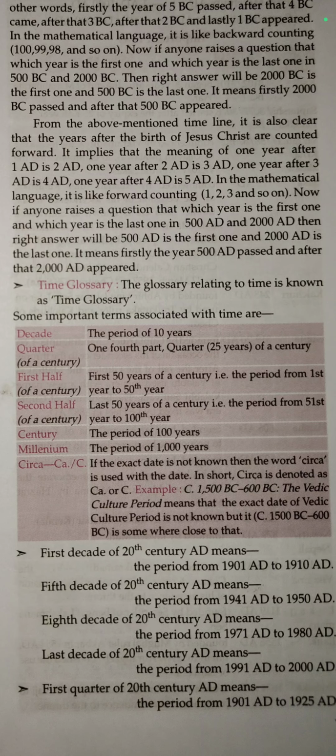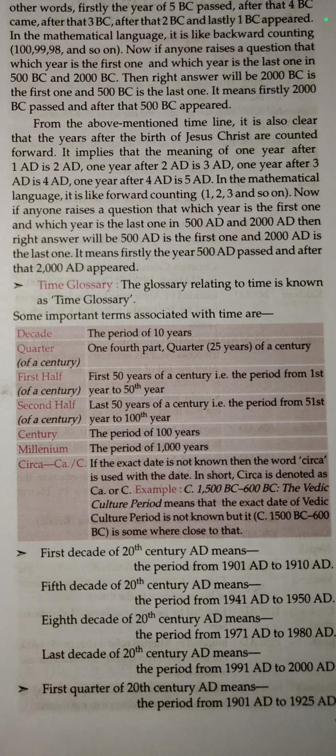Now, if anyone asks which year is the first one and which is the last one in 500 AD and 2000 AD, the right answer is that 500 AD is the first one and 2000 AD is the last one. It means firstly the year 500 AD passed and after that 2000 AD appeared.